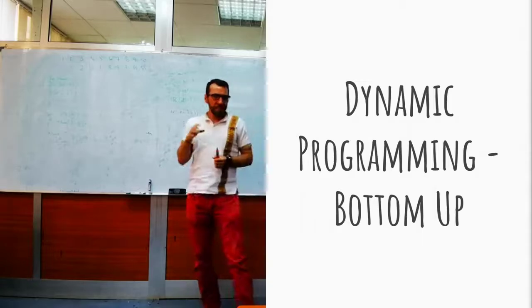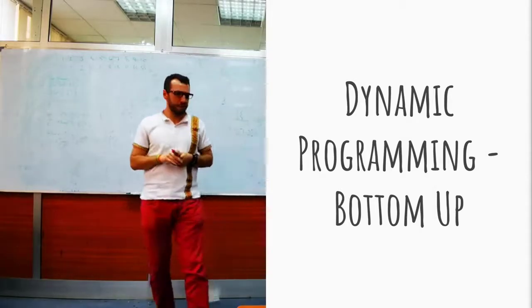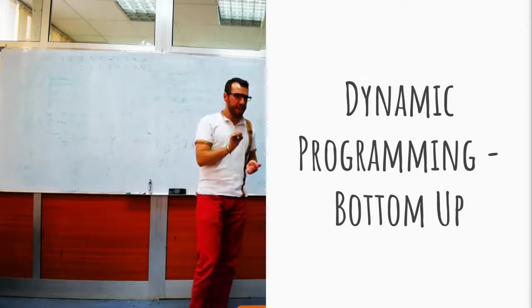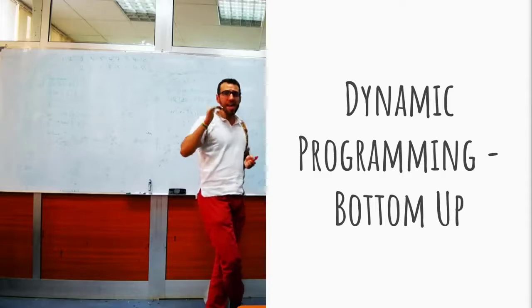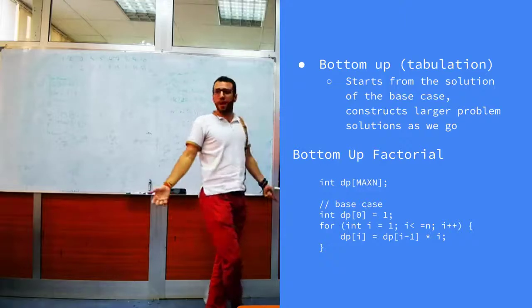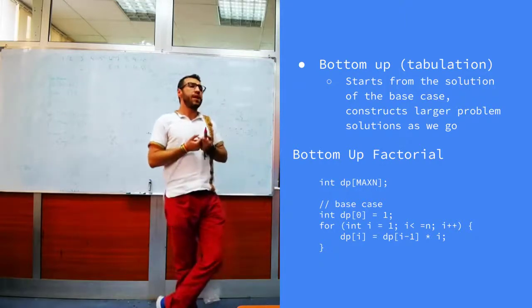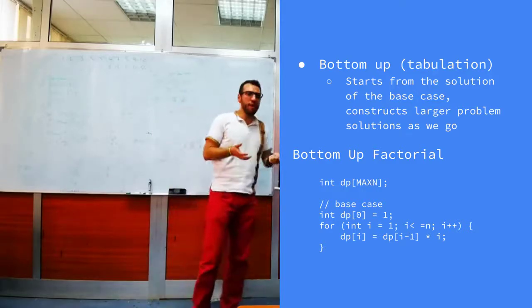So, let's take a look at another example of the bottom-up approach to make things more clear. What was it? It starts from the solution of the base case and constructs the larger problem solutions as we go. So another example was factorial for dynamic programming, right? And what is the base case of a factorial? 0, right? 0 factorial is 1.